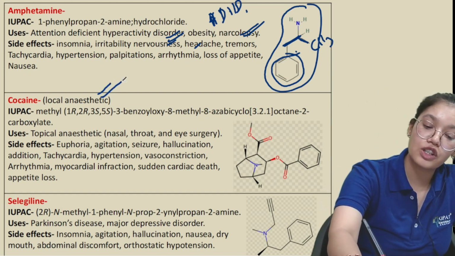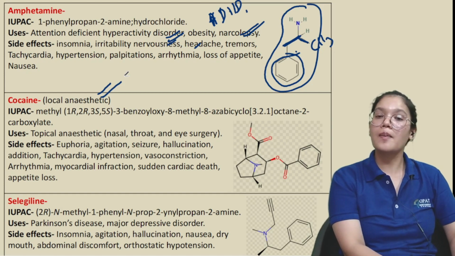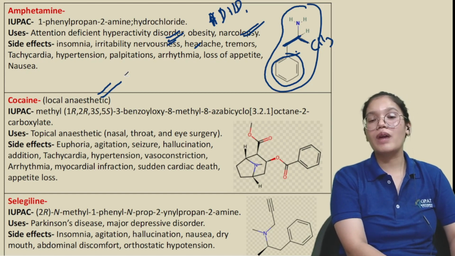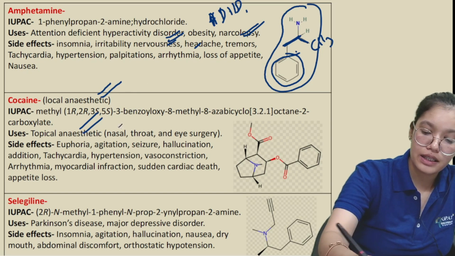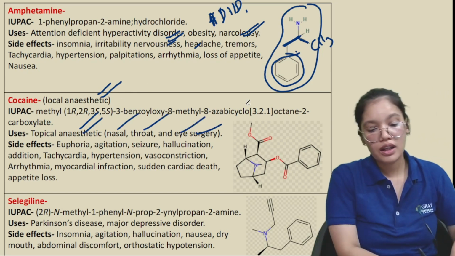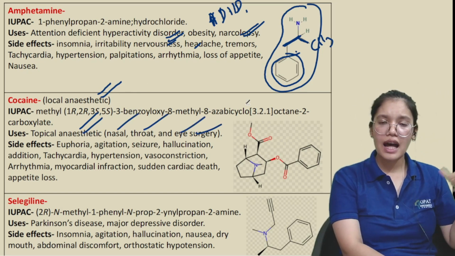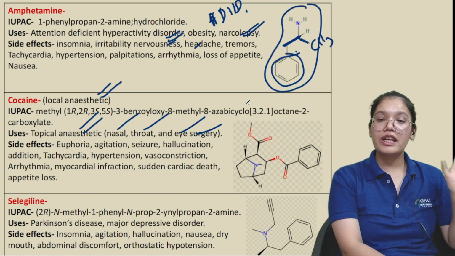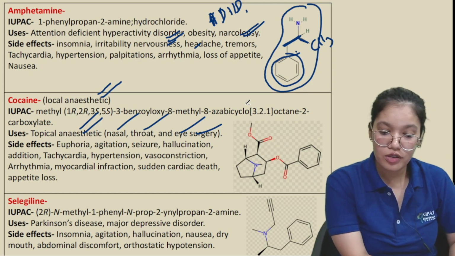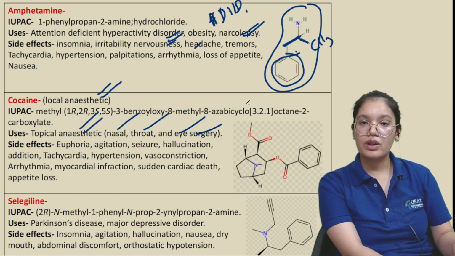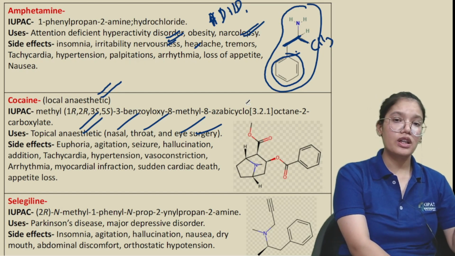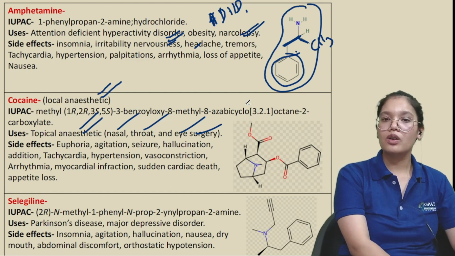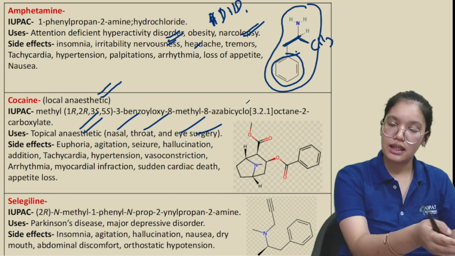It has the function of local anesthetic and comes under the class of sympathomimetic agents. Now uses: topical anesthetic for nasal, throat, and eye surgery. Now this cocaine has a very strong side effect of hallucination. So that's why its therapeutic use is very low. In very rare conditions, we use cocaine as an anesthetic.